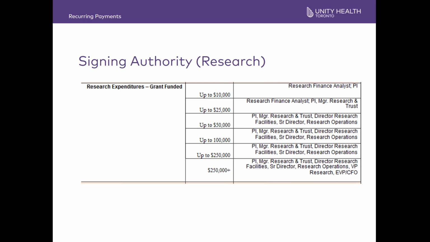The required signing approval is determined by the overall payment during the course of the term, not just the single monthly payment. Please refer to the signing authority policy to determine if a second signature or if you need a director or C-level executive to approve the payment.